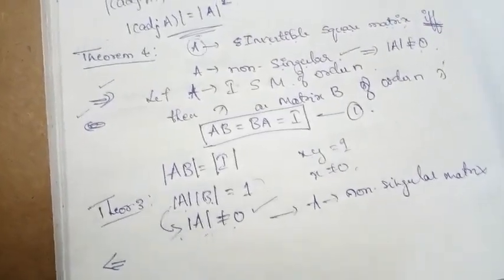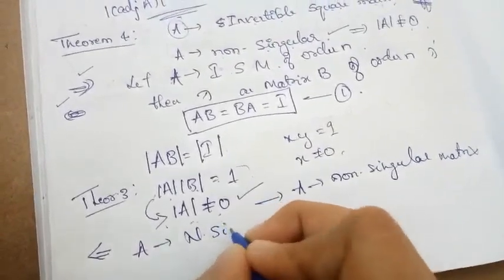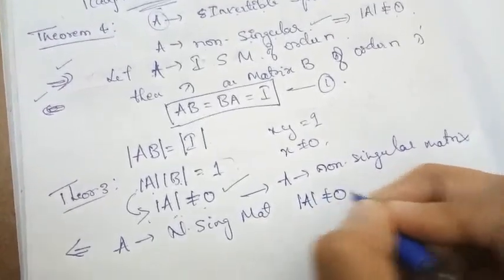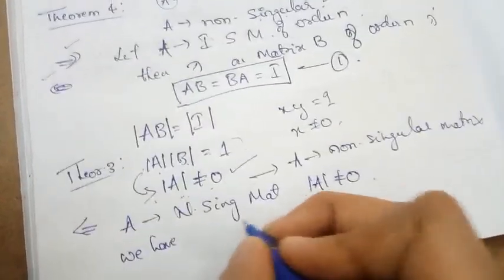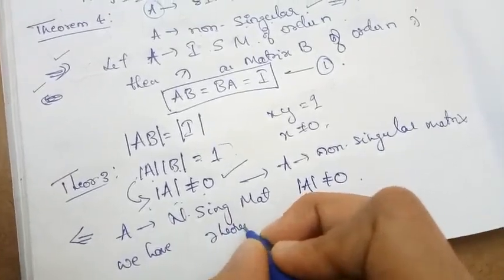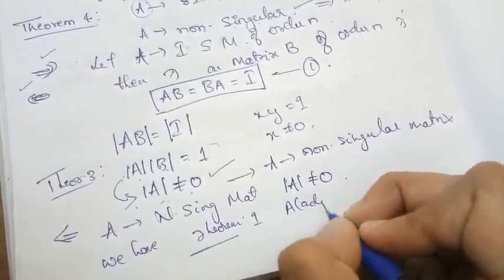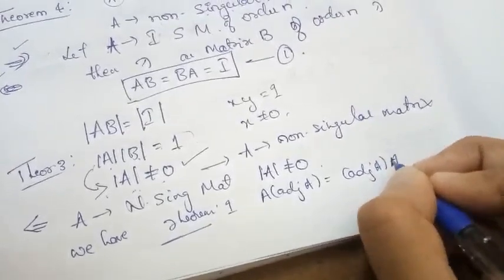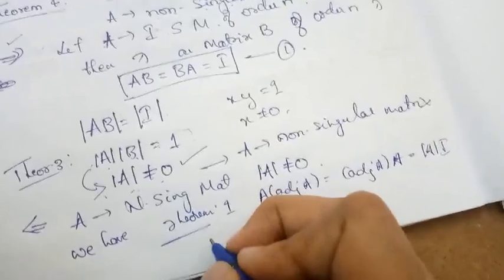Now the converse part. In the converse part, first we are assuming A is a non-singular matrix. A is a non-singular matrix means determinant of A is not equal to 0. So we already have from theorem 1 that A into adjoint A, which is equal to adjoint A into A, is equal to determinant value of A into I. This is what we are having from theorem 1.